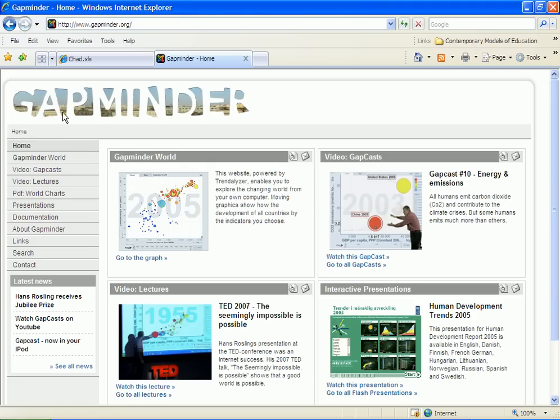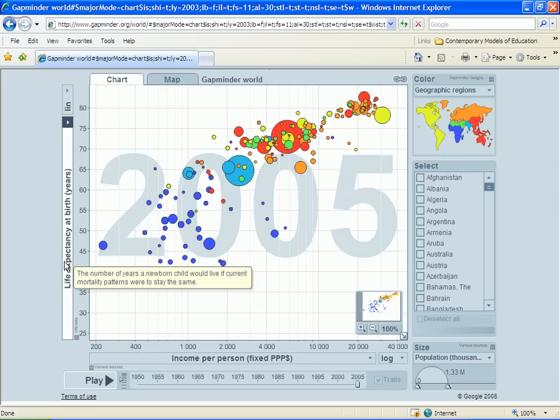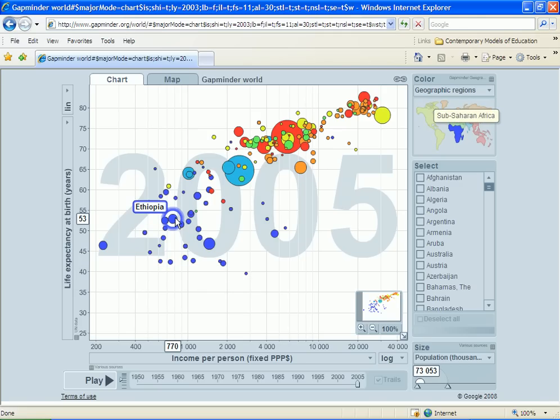Here's one of the most interesting sites I've seen in a long time. It's called Gapminder, gapminder.org. And if you click here, you can investigate a lot of the relationships in the world through a graphical interface. Here we have income per person on this axis and life expectancy on this axis. Each circle represents a country. Its radius represents its population, so you could see that that's China and the United States and India. Each region of the world is represented by color.